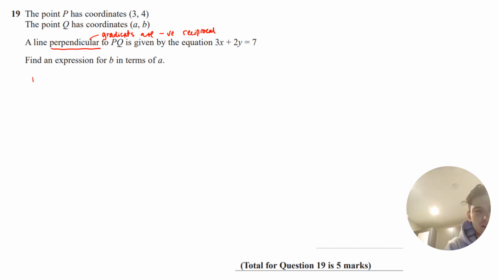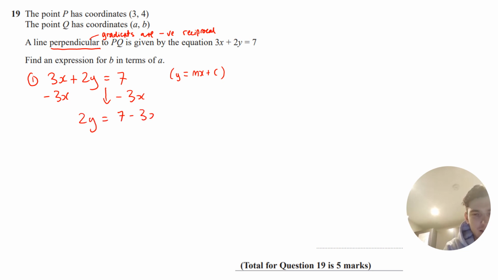So I think that my first step is going to be to find the gradient of this line, 3x plus 2y equals 7. Well, to find the gradient, I know I need to get it in the form y equals mx plus c. So make y the subject. So how do I do that? Let's get this 3x onto the other side. So 2y equals 7 minus 3x, and then divide by 2. So I got y equals 7 over 2 minus 3 over 2 x.